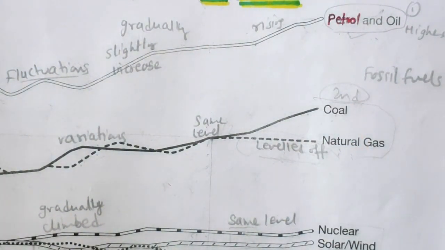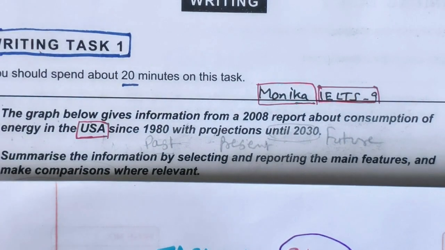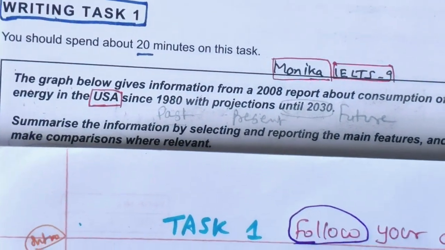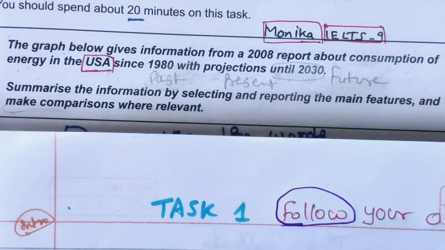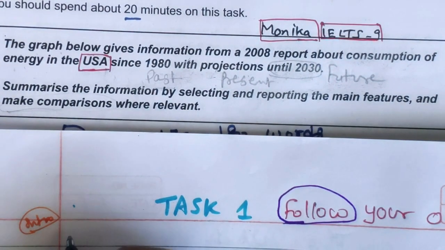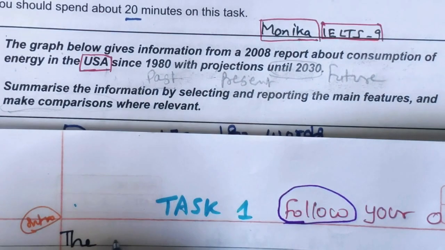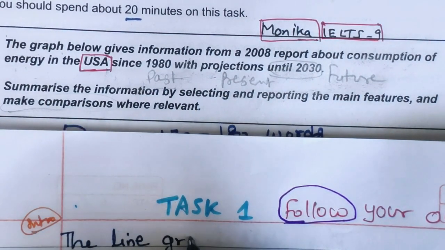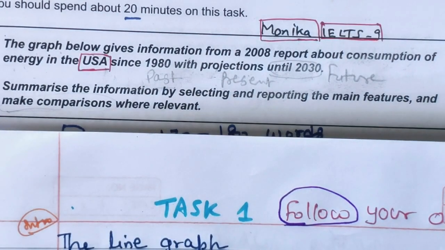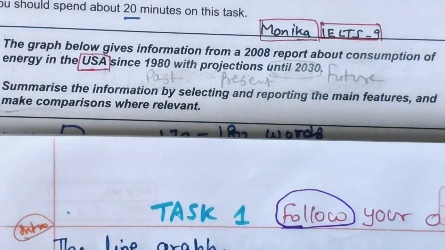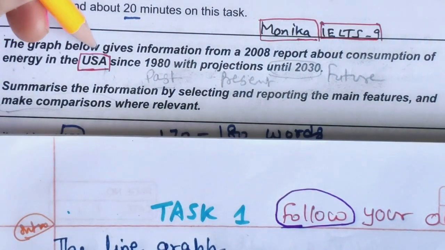Okay, let's go to my book, to my register. Now for the introduction, what am I going to write? Here, what kind of graph is there? As you know, the line graph, or the given line graph. So I am writing line graph here. The line graph below, I am not going to write. This is not to be written.